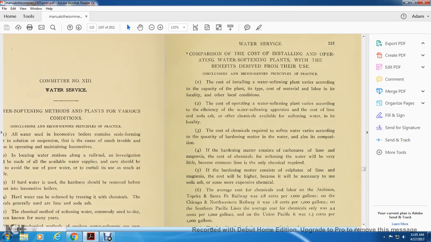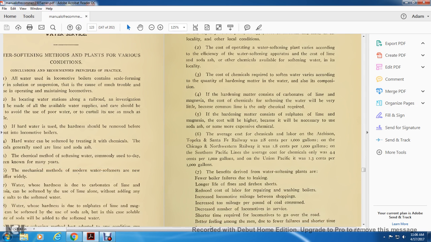The cost of the chemicals required for softening the water varies according to the quantity of hardening material in the water and also its composition. If the hardening material consists of the carbonates of lime and magnesium, the cost of chemicals for softening water will be lower, because common lime is the only chemical required. If the hardening material consists of the sulfates of lime and magnesium, the cost is higher because of the necessity to use soda ash and some of the more expensive chemicals.